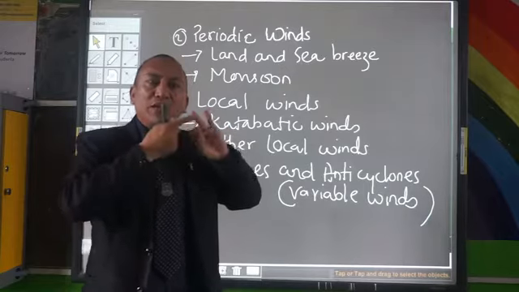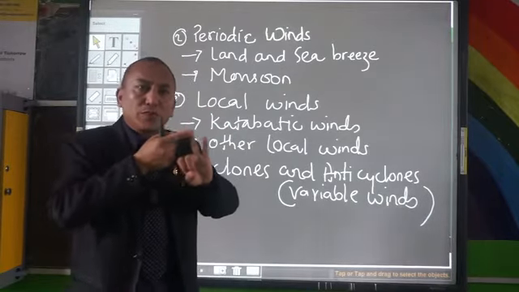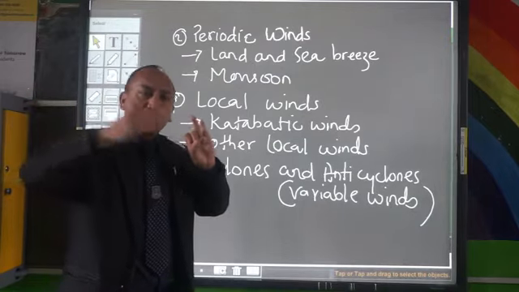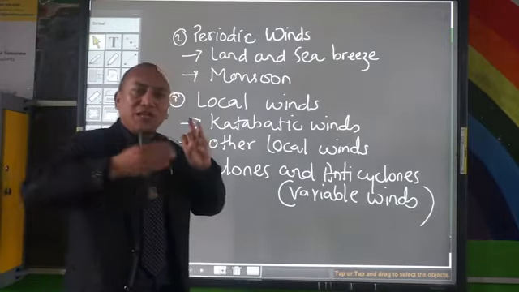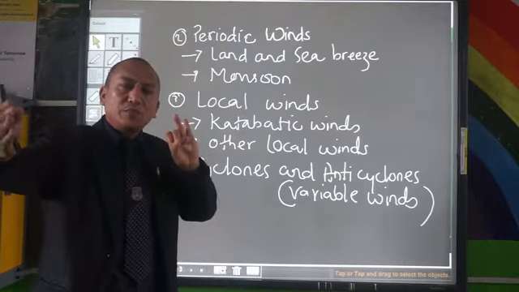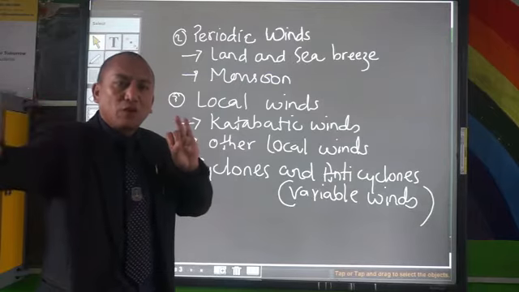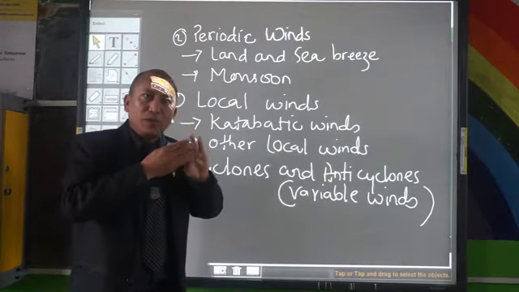Then I told you we studied the periodic winds, the winds which blow in a certain period in one direction and in the opposite direction for the remaining time. For example, the land and sea breeze. And then the monsoons, which blow from the sea to the land during summer and from the land to the sea during the winter time. Periodic winds.